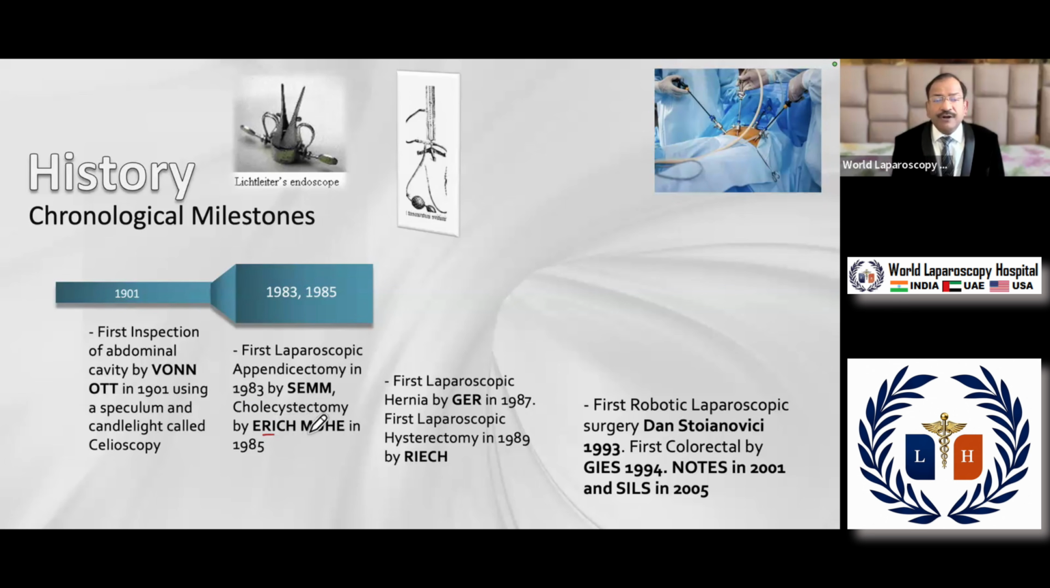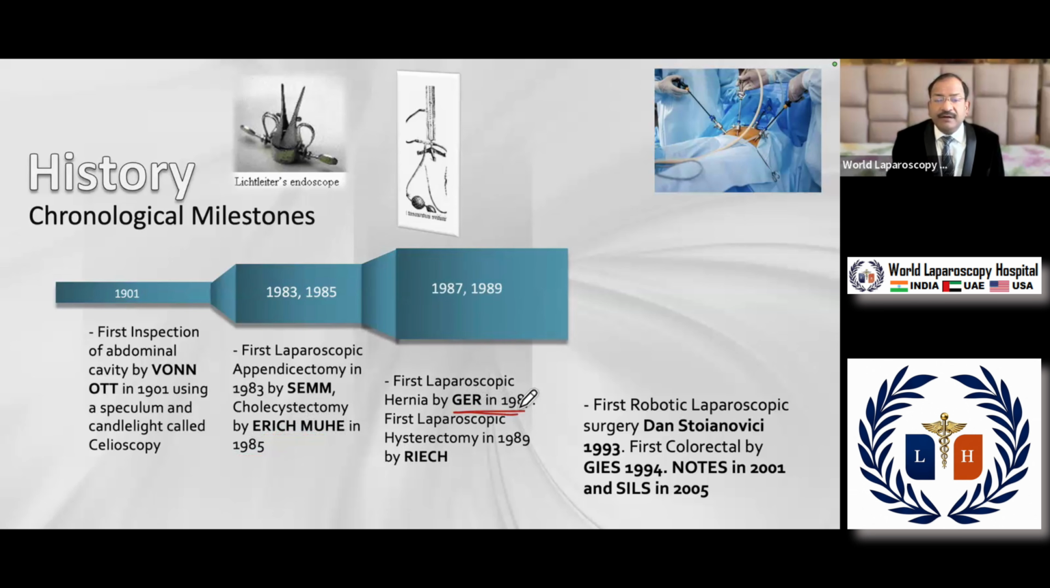Two years later, Eric Muhe performed in 1985 the first cholecystectomy. Two years after that, Gare performed in 1987 the first hernia surgery. And again two years later, in 1989, Harry Rich performed the first hysterectomy. So it is very interesting that the golden era of laparoscopy was 83 to 89.